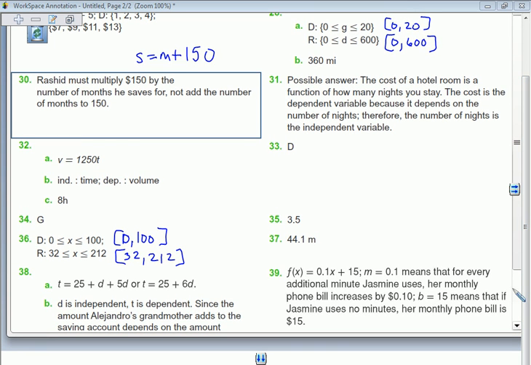36, an acceptable domain would be 0 to 100. So when we plug in 0, we get out 32. When we plug in 100 into the function, we get out 212. So our range would be from 32 to 212.